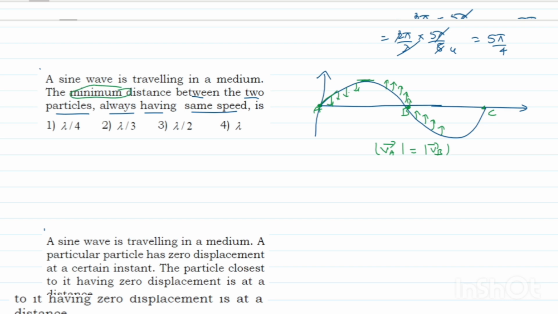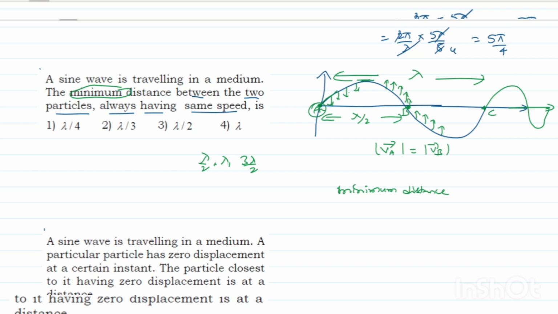Here A, B, C: when you are continuing, the minimum distance between these will be lambda by 2, and between A and C it will be lambda. And if I am talking about one more wave, again 3 lambda by 2 like that. The particles lying at these distances will have the same speed, but they are asking the minimum value. So the minimum distance we need to consider is between A and B alone, which is nothing but lambda by 2.